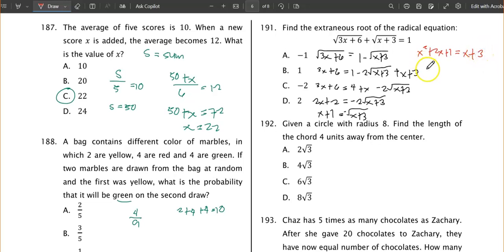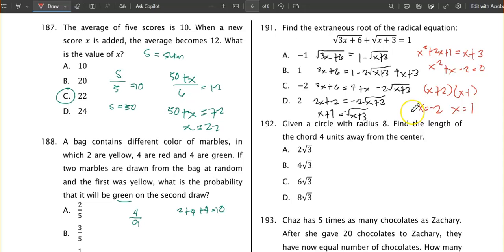Then we solve for x. So this becomes x squared plus x minus 2 equals 0. So the factors of this one will be x plus 2 and then x minus 1. So x will be negative 2, and then x will be positive 1.